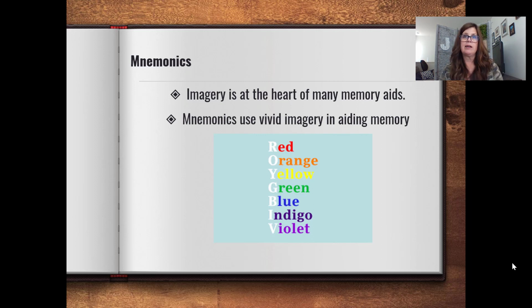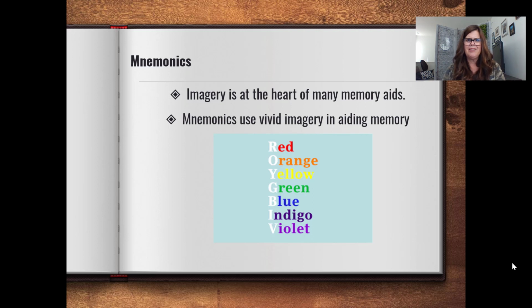And my guess is this is something that you have been doing in other classes for a long time. You just didn't know it was actually a psychology concept. So a mnemonic is imagery, and it's a way that helps you to remember something, that gives you vivid imagery to aid your memory. And so you see the example there of the spectrum: red, orange, yellow, green, blue, indigo, violet. They added a color since I was in school. And you probably have your own method of remembering the sequence of those colors.